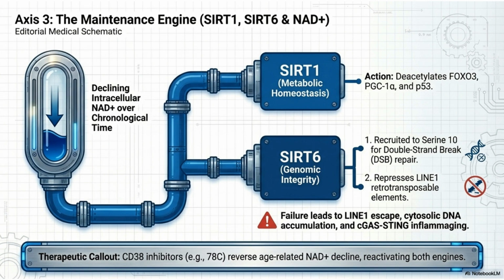Axis 3 is the maintenance engine, including SIRT1 and SIRT6, which rely on NAD+. Declining NAD+ levels over time compromise these engines. SIRT1 drives metabolic homeostasis, and SIRT6 ensures genomic integrity. Inhibiting CD38 can help reverse this NAD+ decline, reactivating both engines.